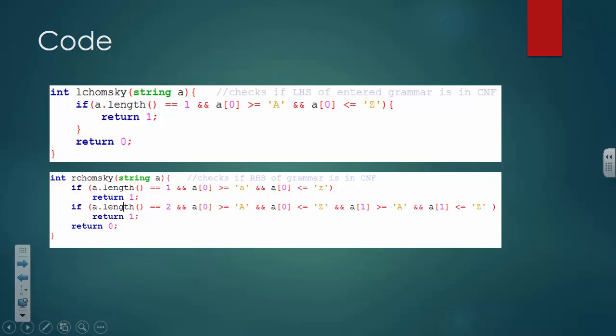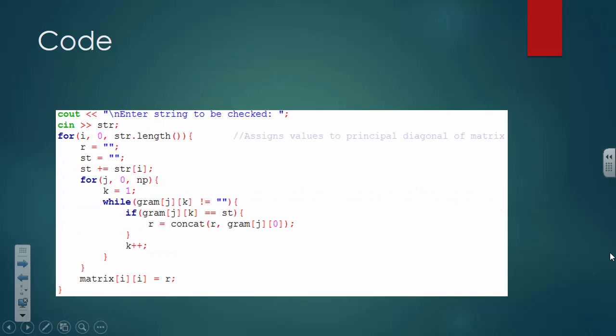Here's a description of some of our code. Basically, once the left and right hand sides are parsed on either side of the pipe, they're passed to these functions that check to make sure they're in Chomsky normal form. This section of the code initializes the matrix based on how many characters are in the inputted string.